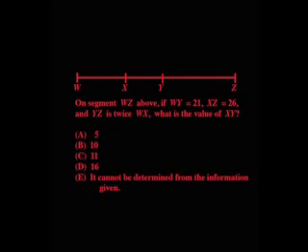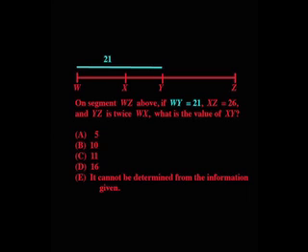Now we can do a question that only 32% of the people got right when they took it on an official GRE test. We're given a simple line of W, X, Y, and Z, and we're told on segment WZ above, if WY equals 21 and XZ equals 26, and YZ is twice WX, what is the value of XY?